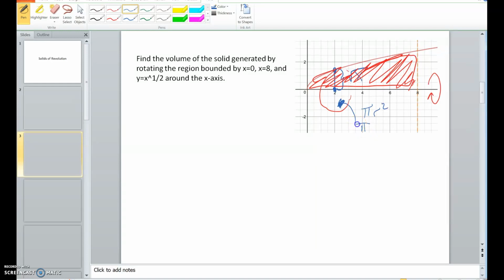All right. And we want to add up these cross-sections all the way from 0 to 8. So our bounds of integration are going to be from 0 to 8. Like so. And when we punch that into the calculator, we get that the volume is 32 pi cubic units. That's how that works.